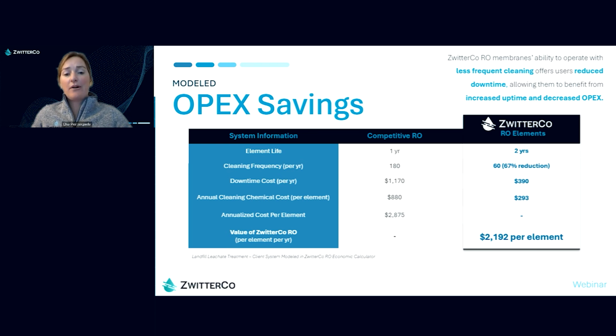Because the ZwitterCo RO elements require less frequent cleaning, less downtime, and last longer, the ZwitterCo RO elements provide a value of over $2,000 per element per year. This is significant.